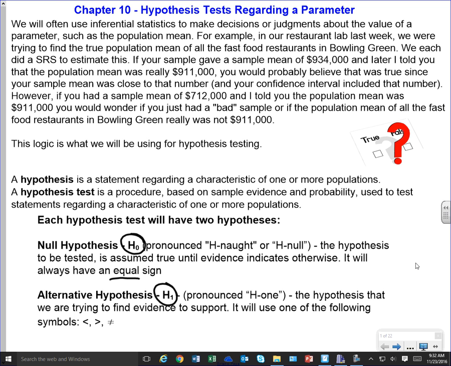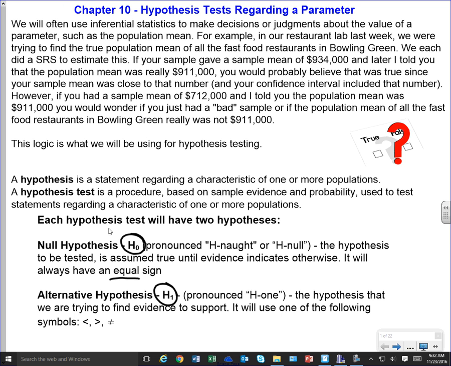So those are the decisions we have to make with hypothesis testing. We're trying to see if something is different just due to sampling error, or if it's different because the parameter that we thought it was is not really that. It's really less than or greater than or not equal to what we originally thought. Okay, so with hypothesis testing, the first thing we're going to do is set up our hypotheses, okay?